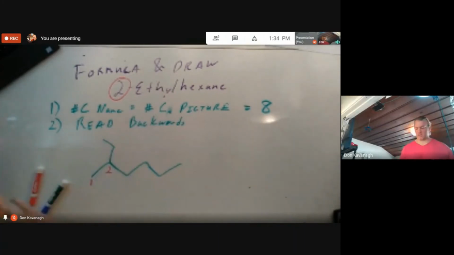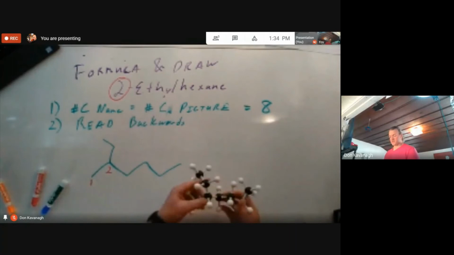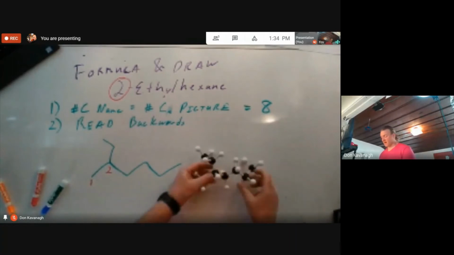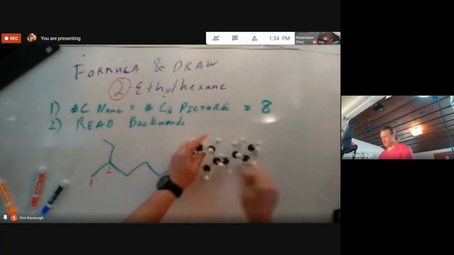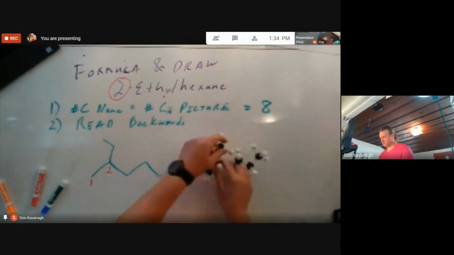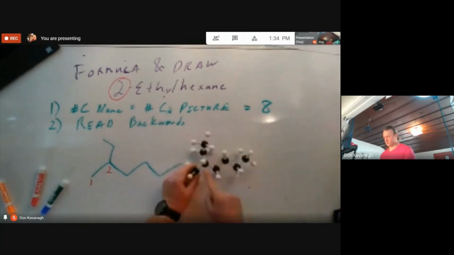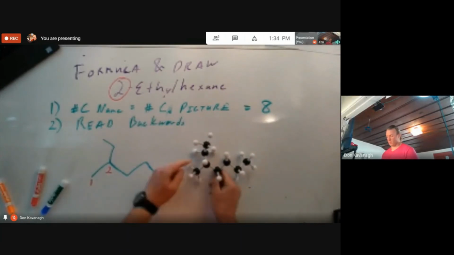Now this stick figure doesn't give much to the imagination. This is a model of 2-ethyl hexane. Here we have 1, 2, 3, 4, 5, 6 carbons. And here is the 1, 2 location. And here's an ethyl coming off of it.